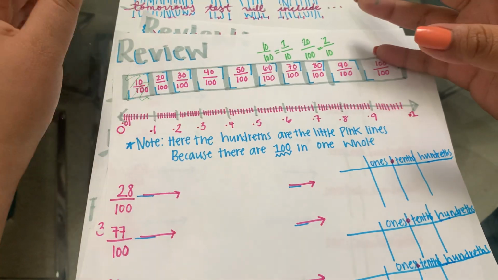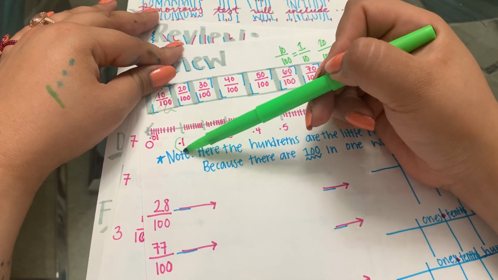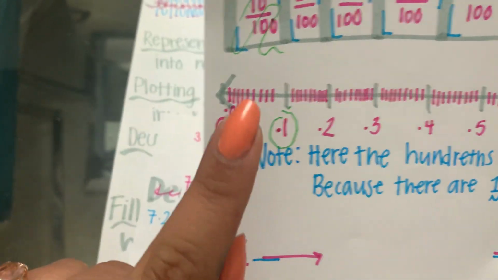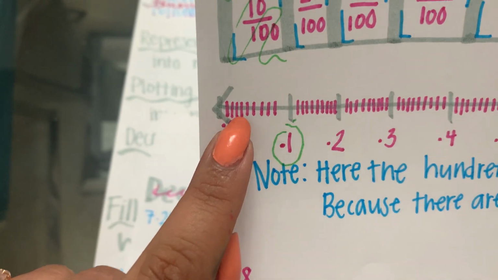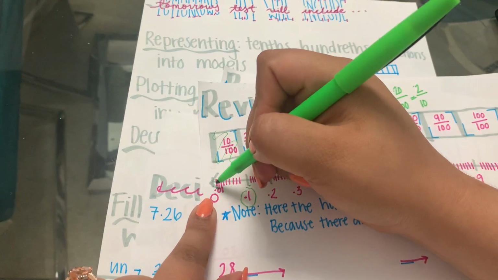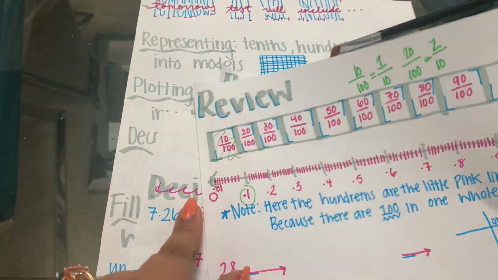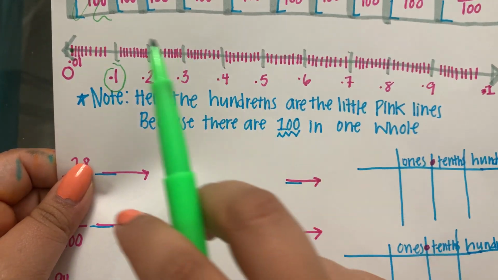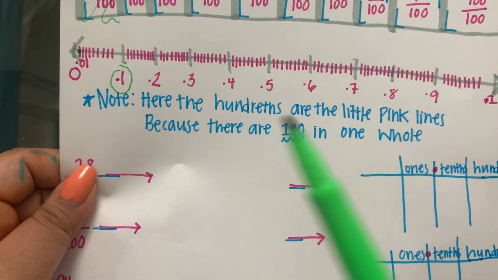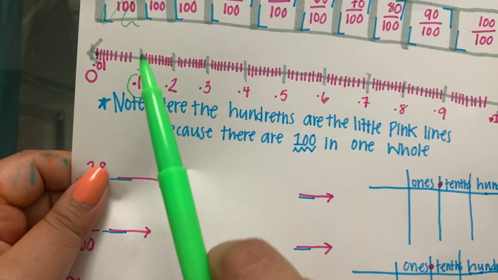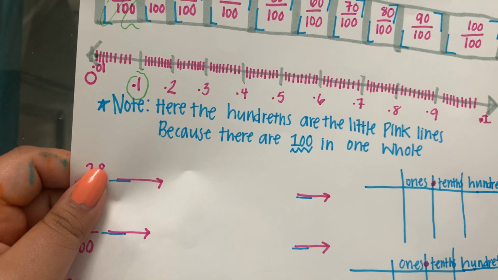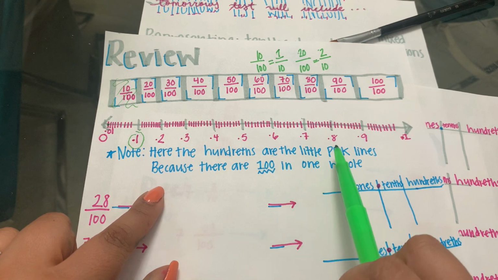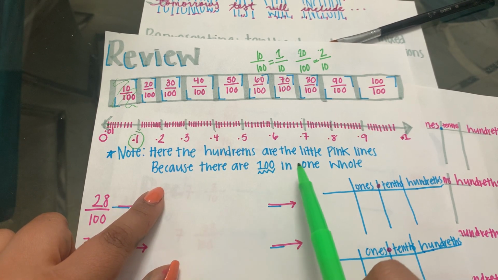Now, if we're thinking of hundredths, you are no longer just looking at the 0.1s. Now, you are thinking of the little tiny 10 pieces that lie in between. So 1/100 would be right there on that first little pink line. The reason for that is that in this number line that goes from 0 to 1, each pink line represents 1/100, while each gray line that's going down like this is representing 1/10. Like it says here, note here, the hundredths are the little pink lines because there are 10 in 1 whole.